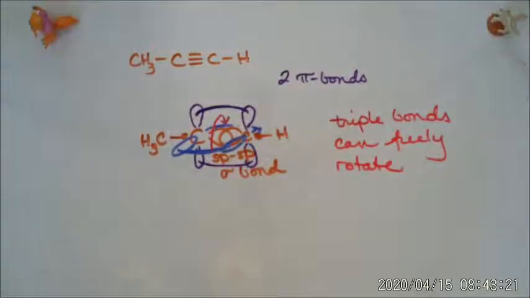And if you have just a single bond, the first bond in a single bond, double bond, or triple bond is always a sigma bond. Then if you have a double or triple, any additional bonds are all going to be pi bonds.